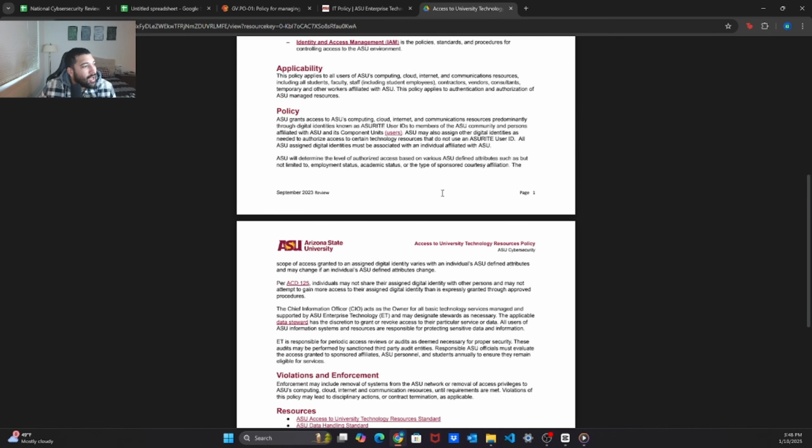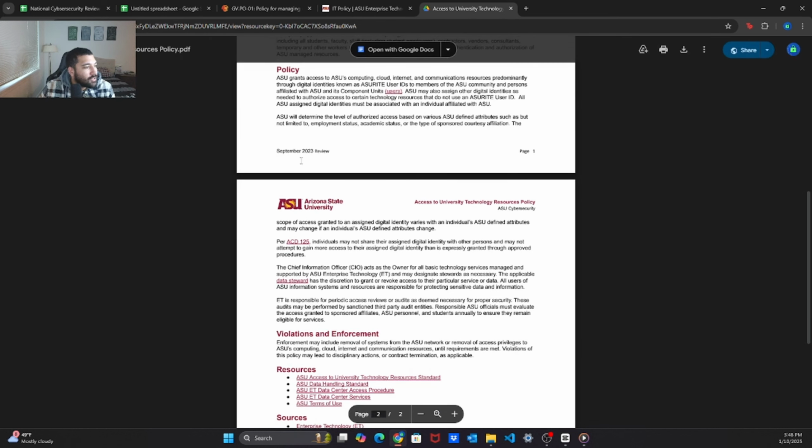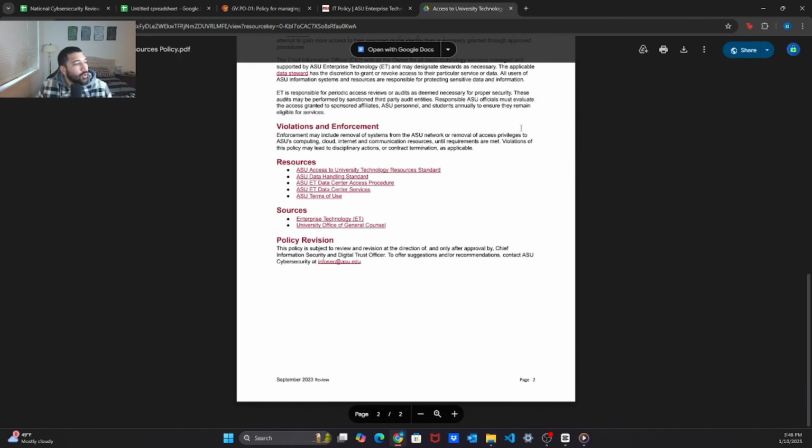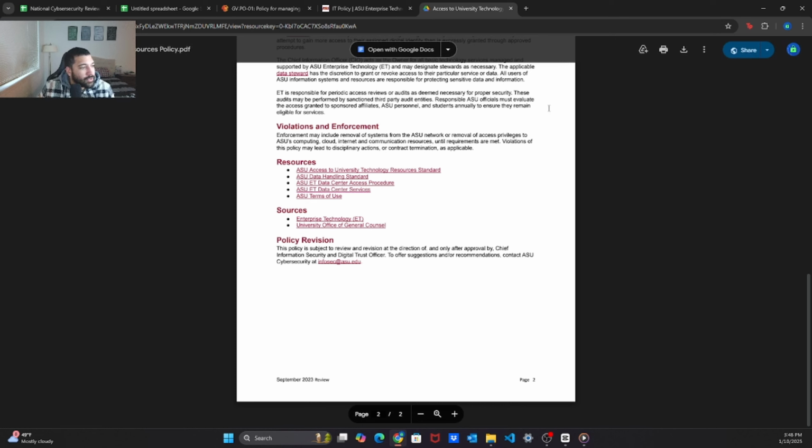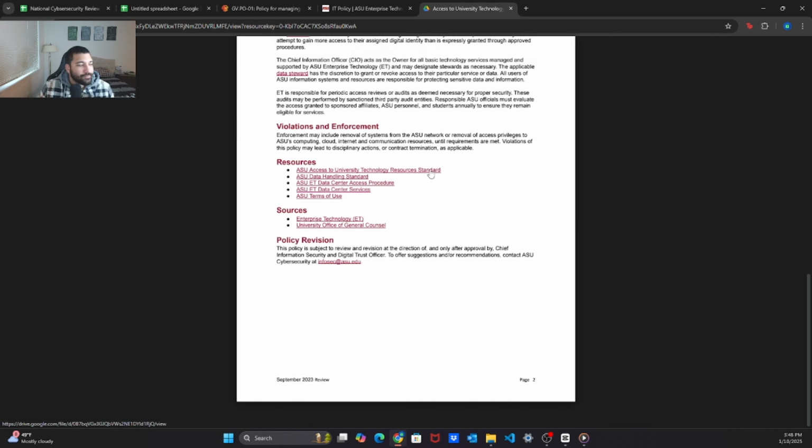But, okay, back. Let's see. Applicability: the policy applies to all users at ASU's computer. That's the policy itself. Here, resources. It says right here, ASU access to university technology resources standard. Okay, interesting. Although it doesn't say this is the physical technology standard or whatever it is, we can understand and utilize it by reviewing the information in the resource section here and breaking it down.